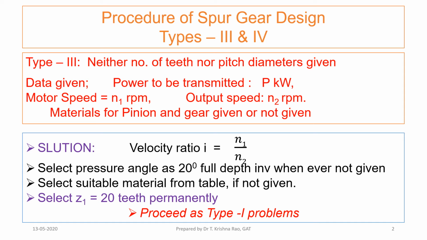In type 2 we don't take Z1 permanently. In type 2 we temporarily take Z1, Z2 only to decide the weaker member, because we don't have Y1, Y2 without Z1, Z2. Whereas in type 1, Z1, Z2 are given, so we could do it directly. In type 3, neither is given. We have to convert this problem either to type 1 or type 2. It is easy for us to convert this to type 1 by assuming the number of teeth as 20 permanently, and the remaining things you can continue as a type 1 problem.